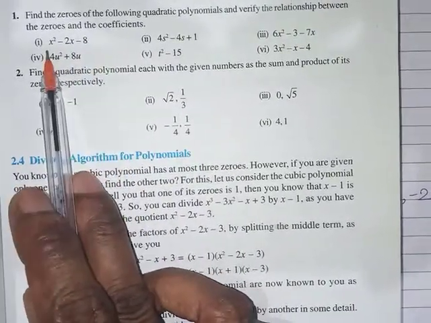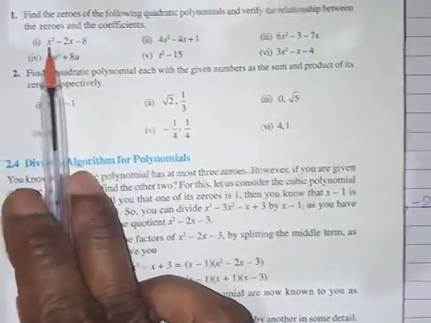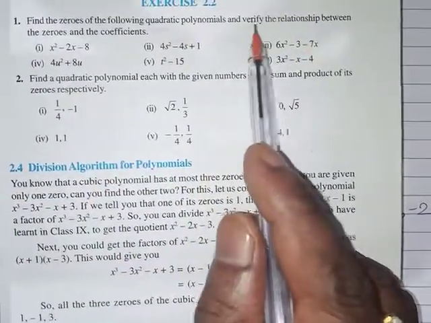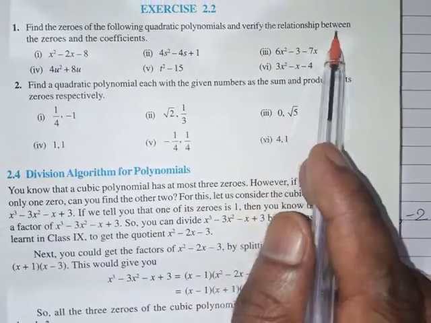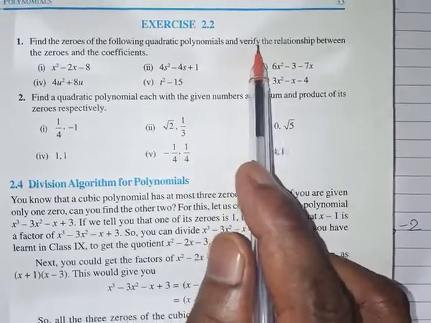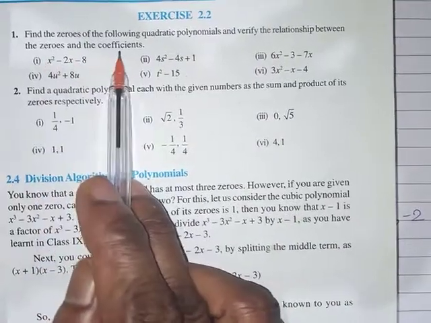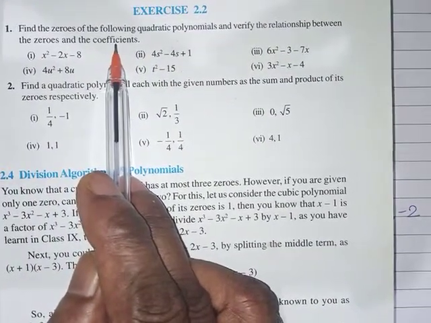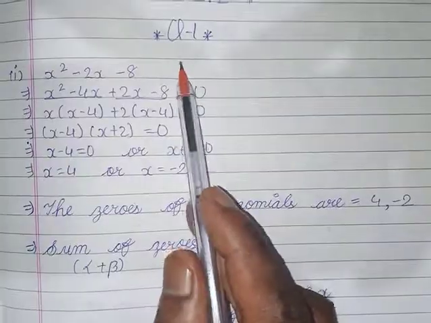Then the constant term upon the coefficient of x square. Then it is the relation between this second part. You have to verify like this, whether it is correct or not. Verify the relation between the zeros and the coefficients means you have to prove it. You have to verify alpha plus beta and alpha into beta.